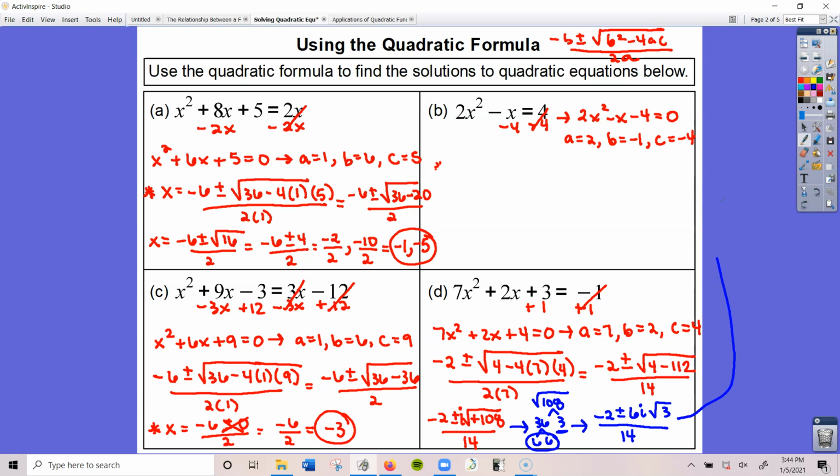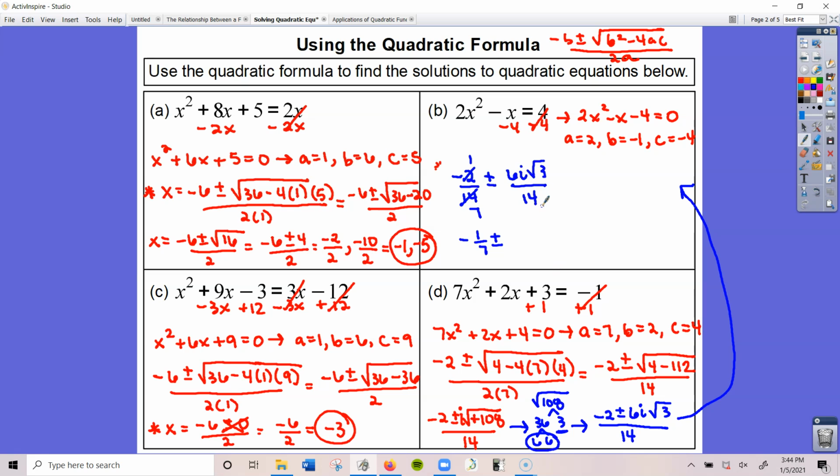So now what we're going to do is simplify this answer. In order to best simplify, we can split up this fraction just like we did in the previous example. We have negative 2 over 14 plus or minus 6i square root of 3, also over 14. And now we can simplify these fractions. Negative 2 over 14 can be simplified by 2. So this would be a 1 and this would be 7, giving me negative 1 over 7 plus or minus.